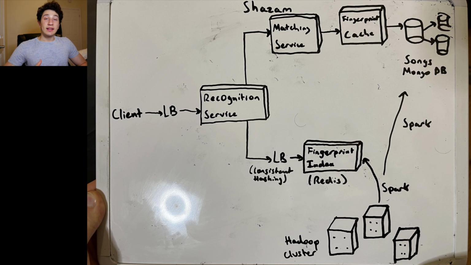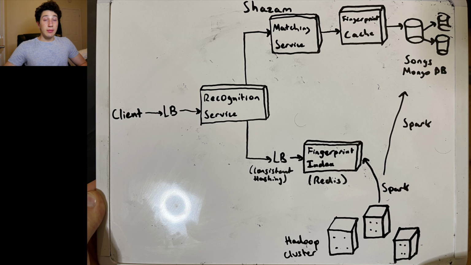Once it gets all those lists of potential song IDs, the next thing it has to do is reach out to the matching service with that aggregated list. And then the matching service can say, okay, I have all these song IDs which I need to get the fingerprints of. If they're in the fingerprint cache, then great, that's going to speed up some of the requests. If not, I have to fetch them from the database.